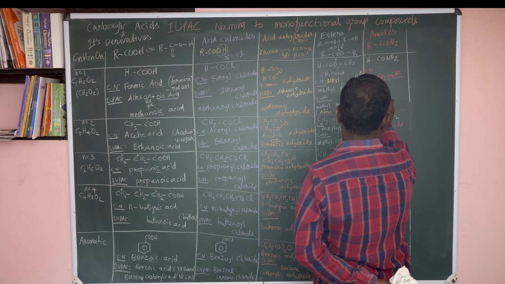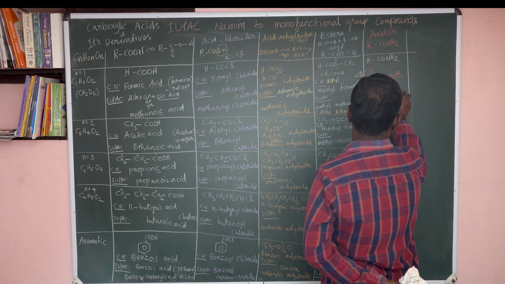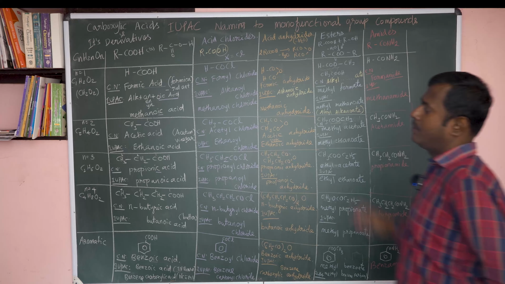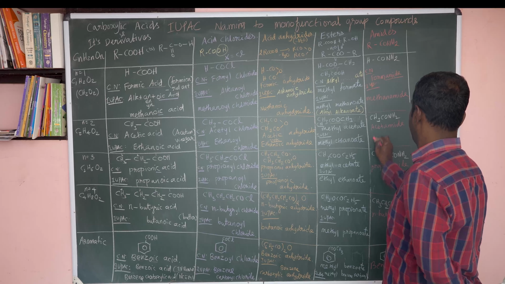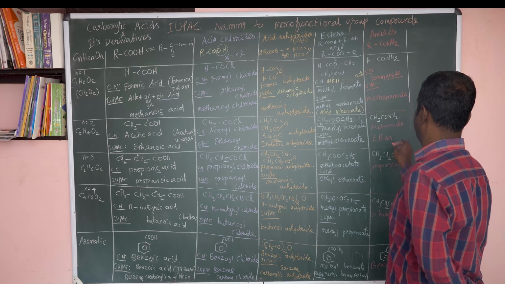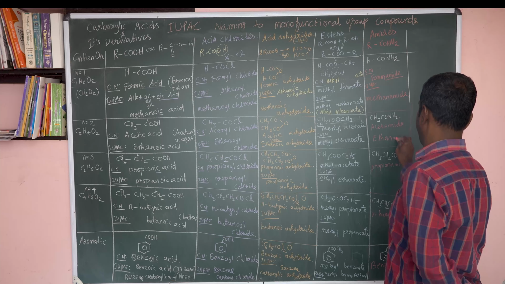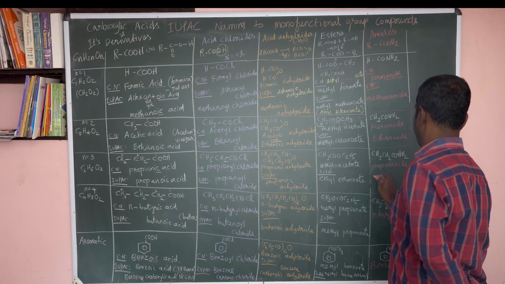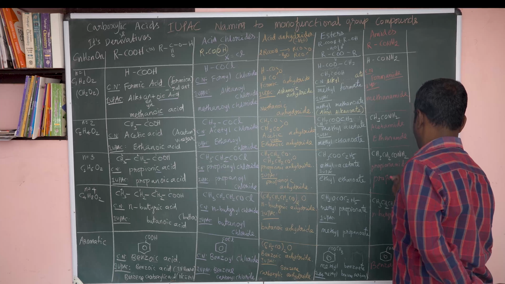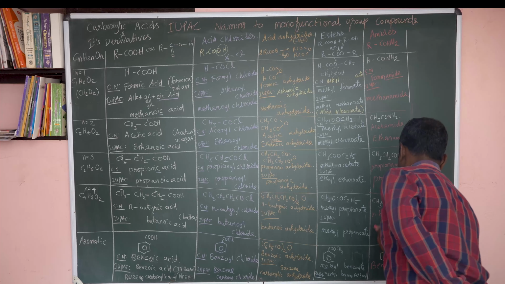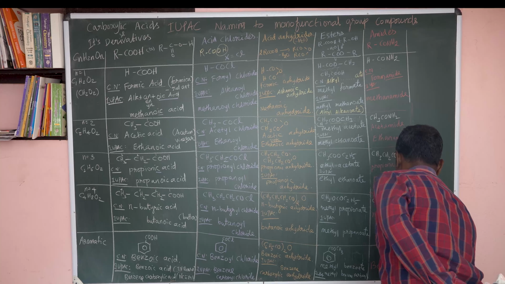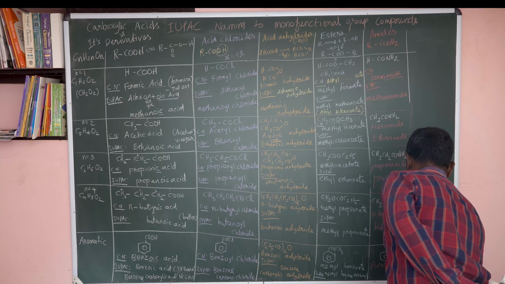So methanamide. Oic acid is removed and amide is added. So methanamide. And for acetic acid, ethanamide. Oic acid is removed, so amide. So ethanamide. And for propionamide, propanamide. And for N-butyramide, butanamide.